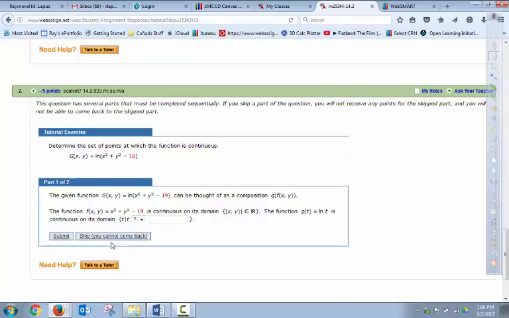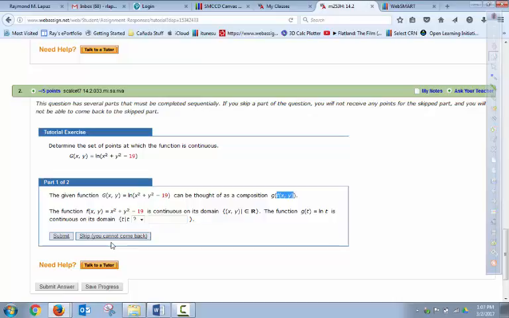So the expression inside has to be bigger than 0. It says here, given the function g of x, y, it can be thought of as a composition of the g function and the f of x function. So it's a composition of two functions, and the f function is a function of x and y.